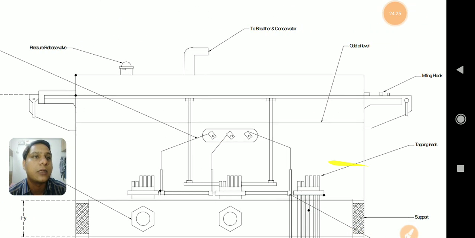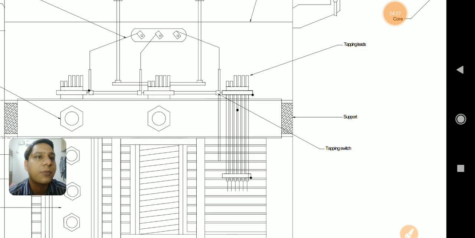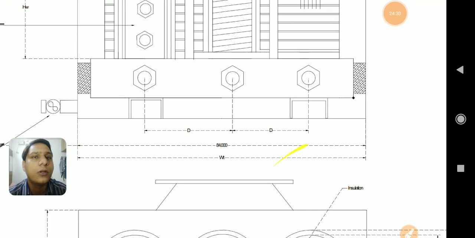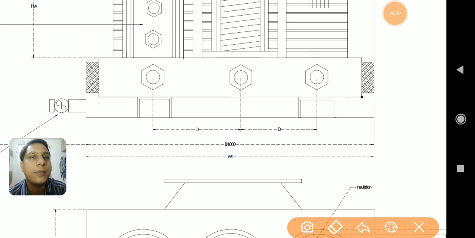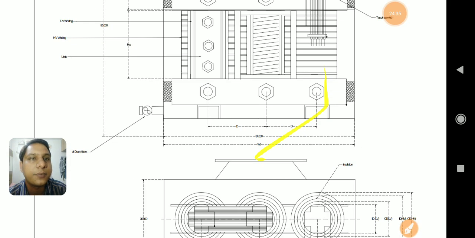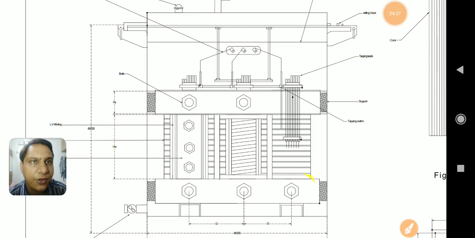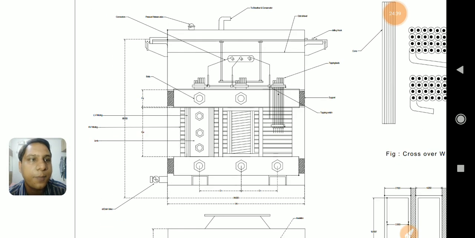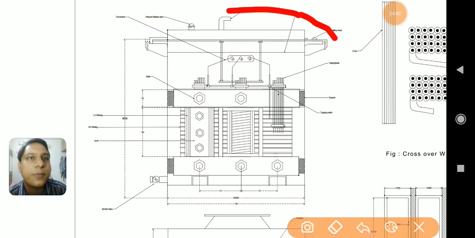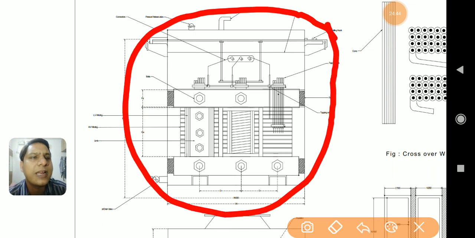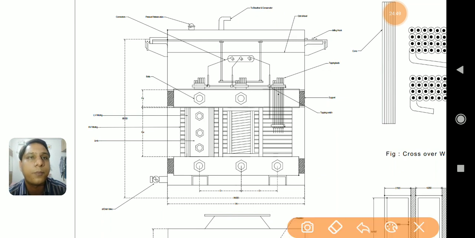Then some other parts of the transformer: the complete assembly is represented here in cut section front view. This is a complete diagram of the transformer assembly cut section. You can add a few more things here which are not shown. You could add a pressure gauge here, so that the pressure of the transformer can be identified, how much pressure is there, and that can be displayed if you want.